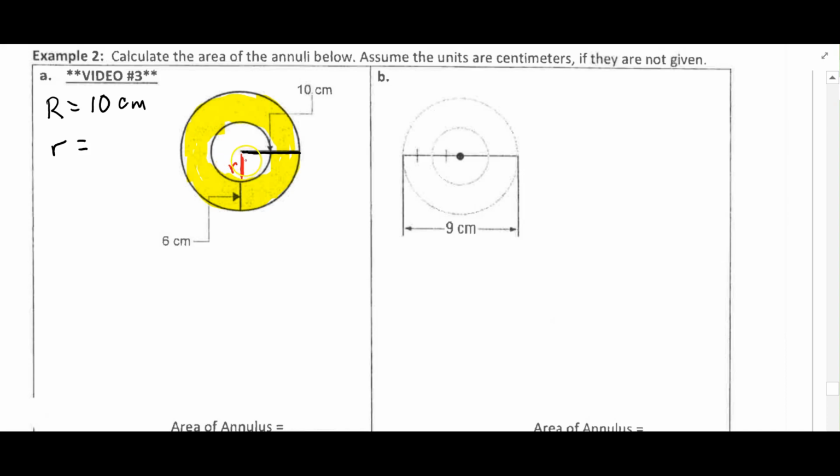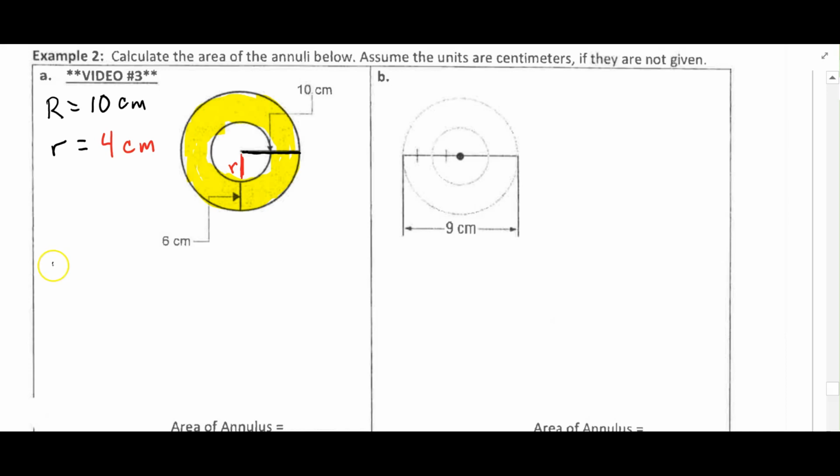And I can see that if I put this r and this 6 together, I would make the radius of the large circle, which is 10. So that means that there has to be 4 left for this little radius, since the distance between the circles is 6. So that's going to be 4 centimeters.